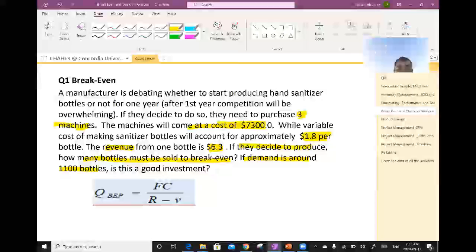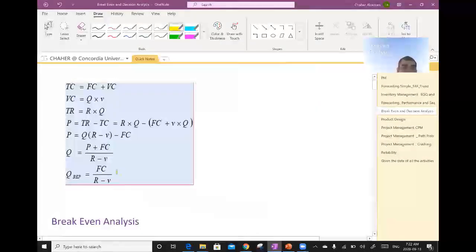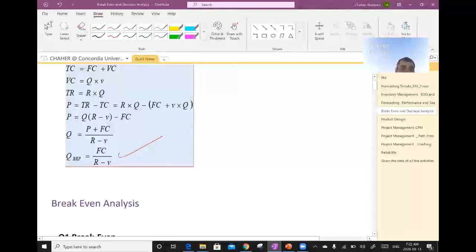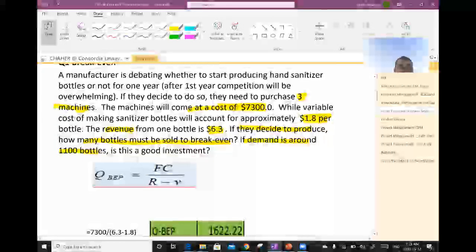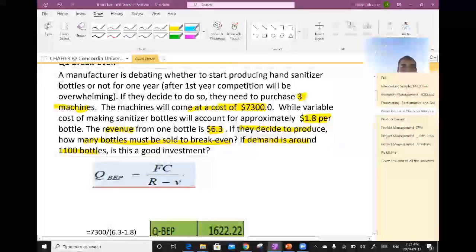So now the first question asks us how many bottles must be sold to break even. If we look at our set of equations, this is exactly the equation we should be using: the quantity for break even point. Now we need a fixed cost, R and V. So R is revenue and V is the variable cost. And we have all the information. We have the fixed cost right here, and we have the variable costs and we have the revenue. So we could just plug in the numbers.